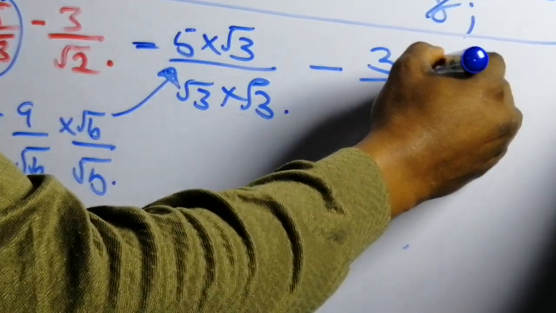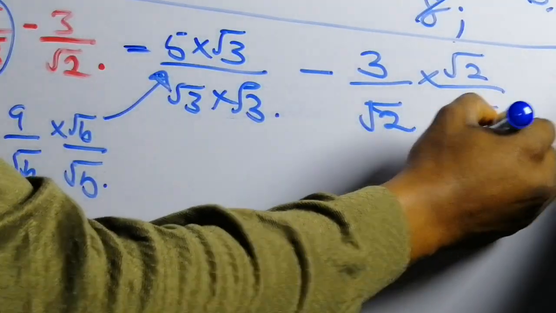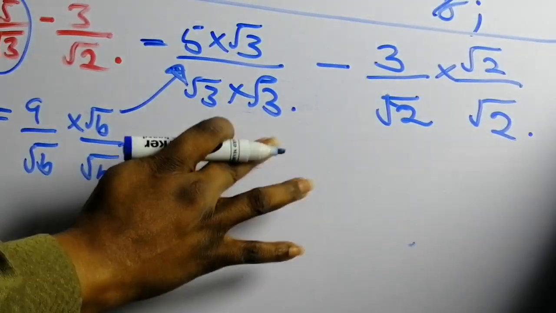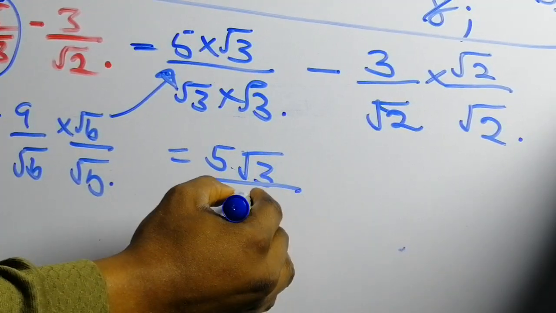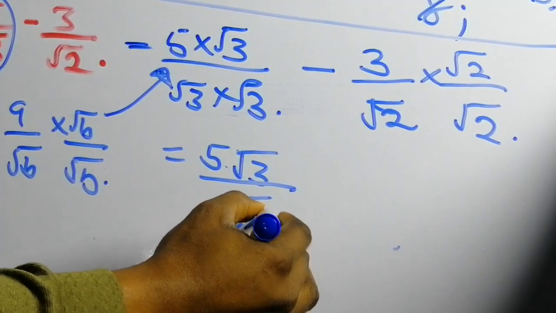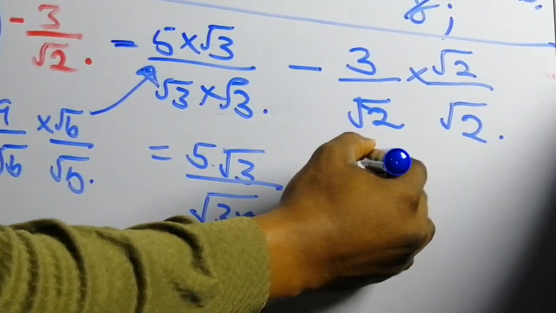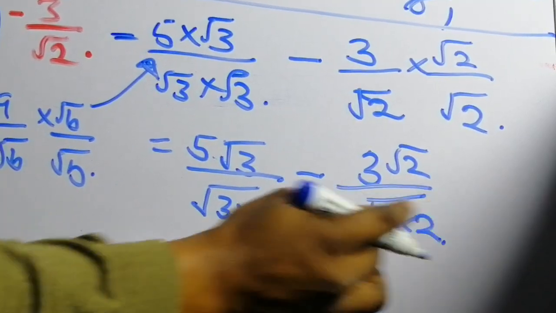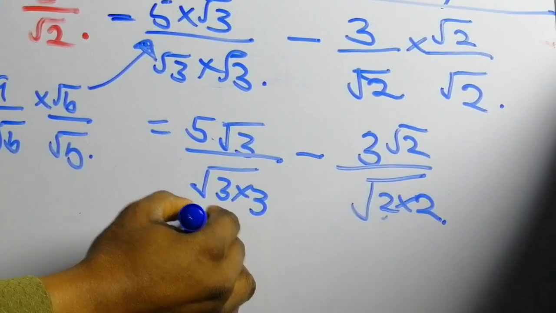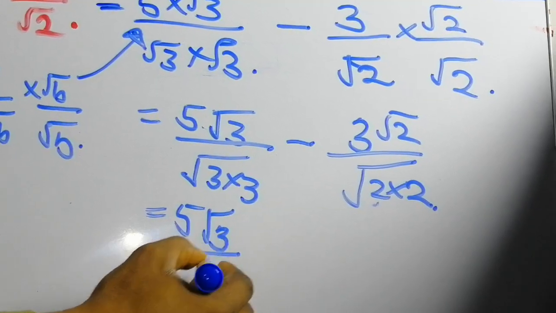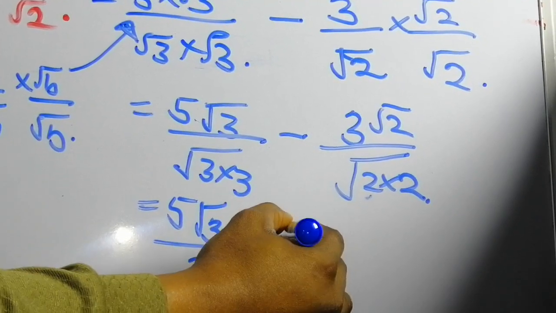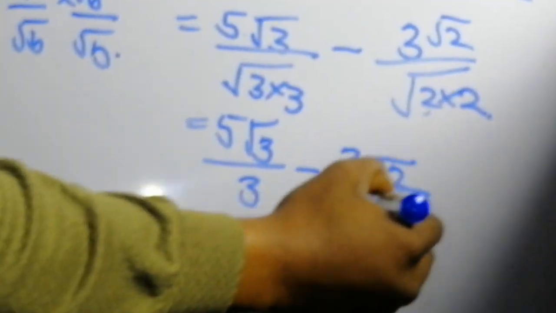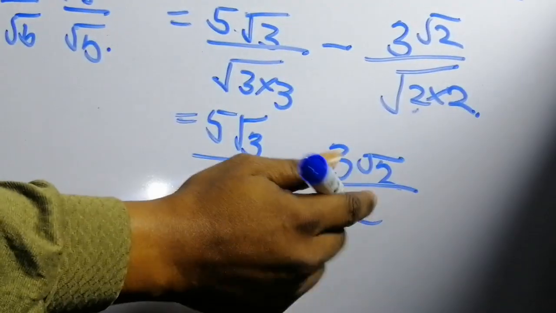The same thing applies here, times root 2 over root 2. So from here it is the same thing as saying 5 root 3 over 3 times 3, multiplication law, minus 3 root 2 over 2 times 2, multiplication law. So this one is the same thing as 5 root 3 over, that's 3, minus 3 root 2. Don't forget, 3 times 3 is 9. Square root of 9 is 3. This one is over 2. The same thing: 2 times 2, 4. Square root of 4 is 2.